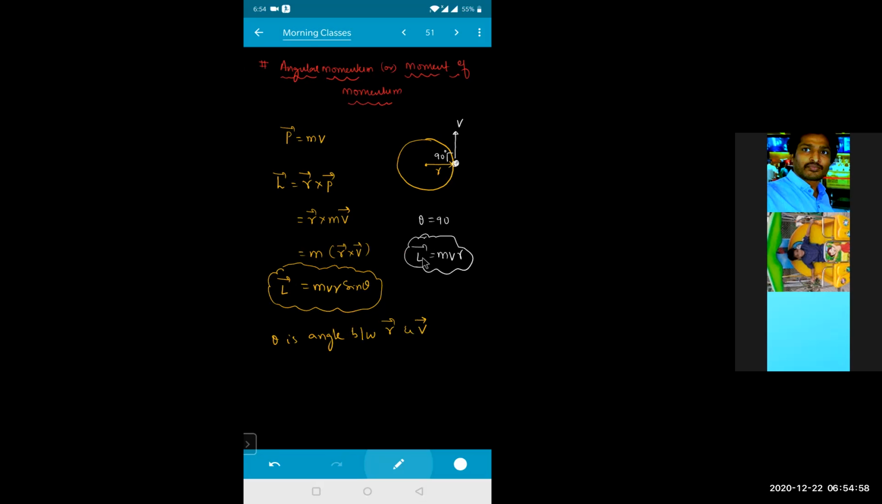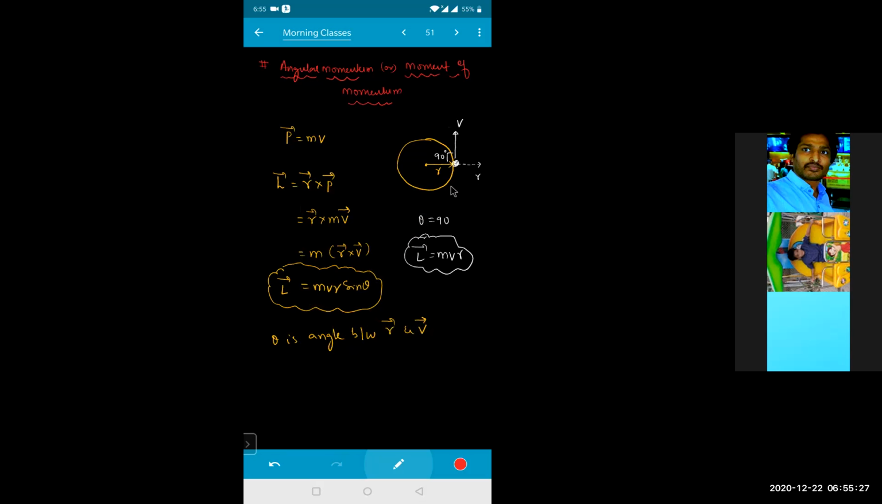So for a particle which is moving in a circular path, angular momentum is given by the formula m v into r. Can you give me the direction? Direction is given by a bar cross b bar. Here a is r and here it is v. So assume the r is in the outward direction. Take your fingers in the direction of r bar and curl them from r to v. The thumb is coming in which direction? Outward direction.